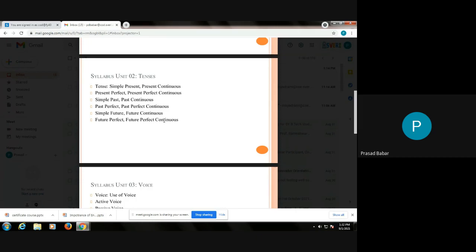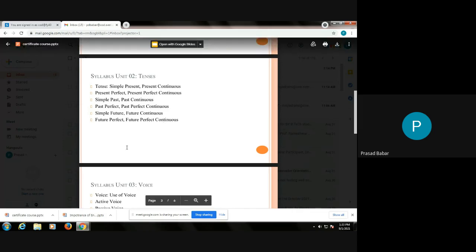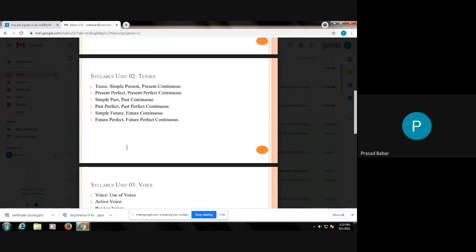In this unit we will study what are the tenses, what is the tense, what are the types of tenses, and what are their use, what are their structures, and we will form the different sentences using that formula or that structure of related tense. Is that clear? समजतंय का विद्यार्थ्यांनो? Yes, sir. Okay. So we'll move further then.